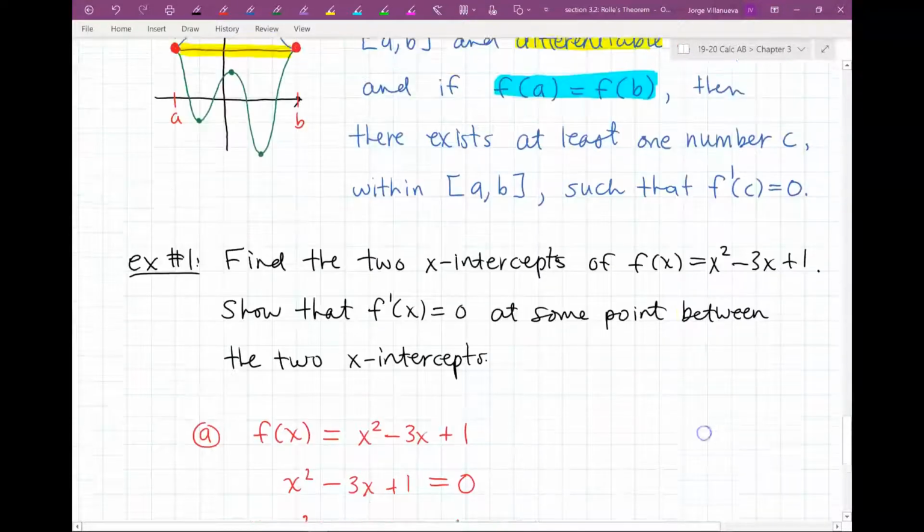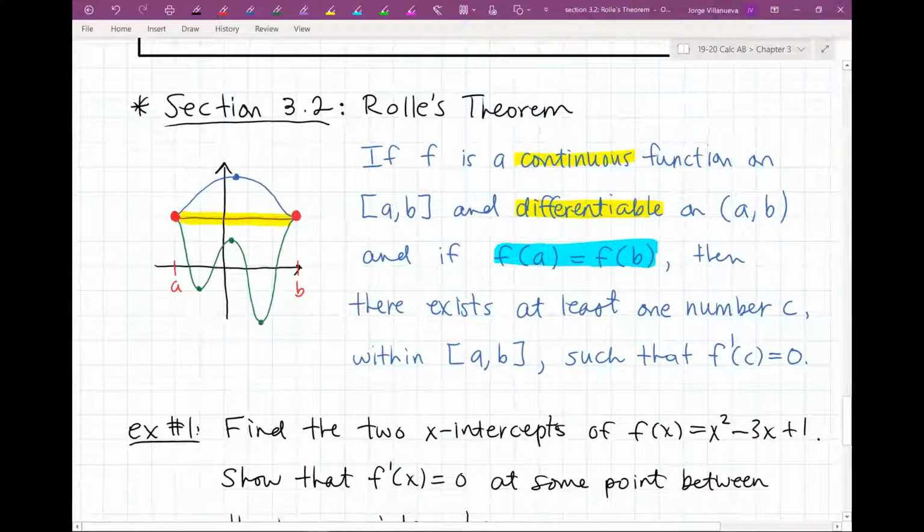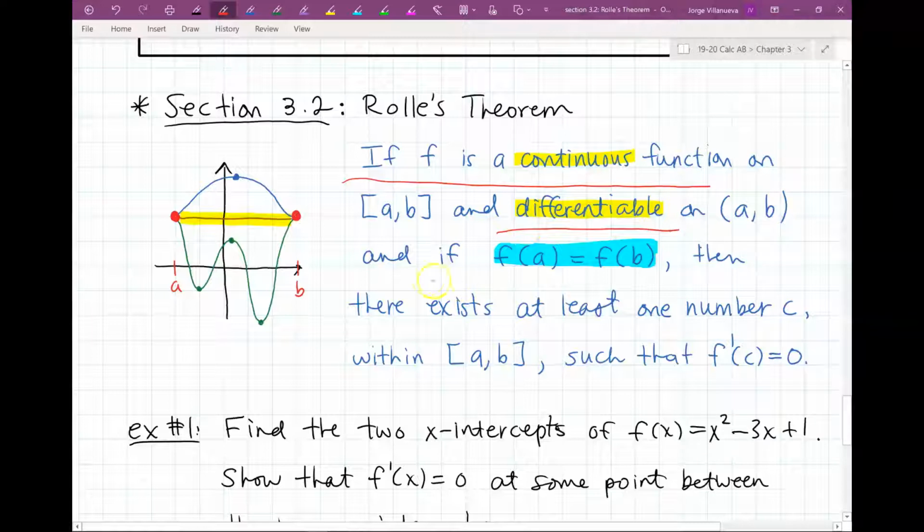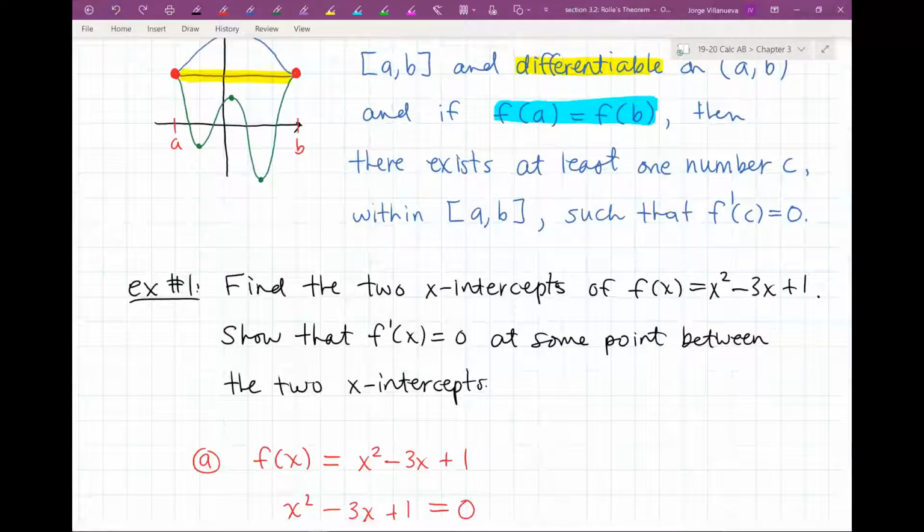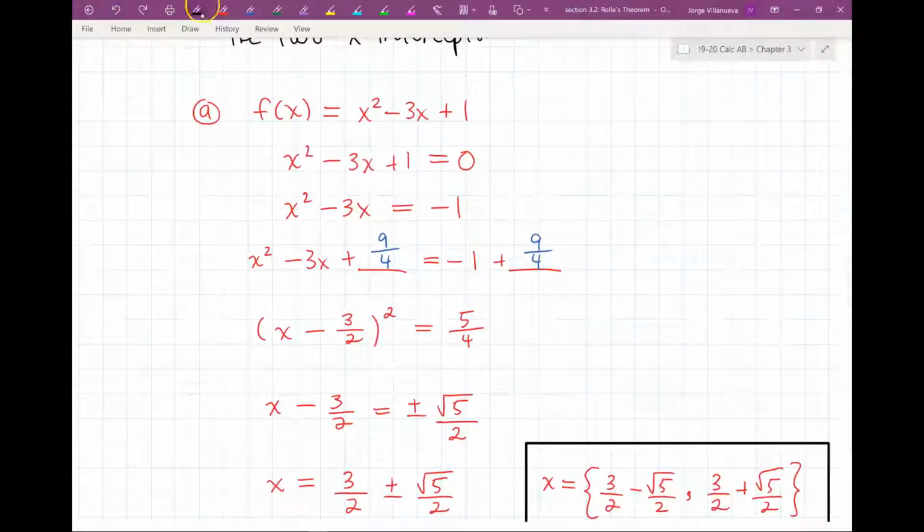Well, let's look. The theorem says if it's continuous and differentiable, and if this is true, then there exists at least one number c within a to b such that f prime of c equals 0. So, in other words, now that I've shown all that stuff, exactly what they want me to prove, I can now just state it.